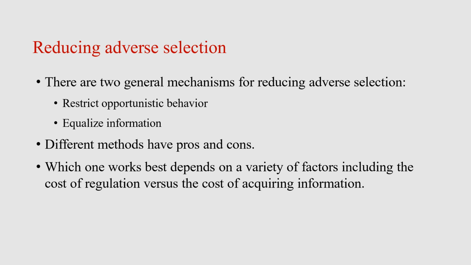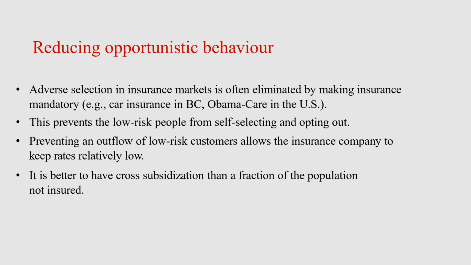So how do we reduce adverse selection? Well, there's two general mechanisms for doing so. One is to restrict opportunistic behavior, and the second is to equalize information. Different methods have their pros and cons, and which one works best depends on a variety of factors, including the cost of regulation versus the cost of acquiring information.